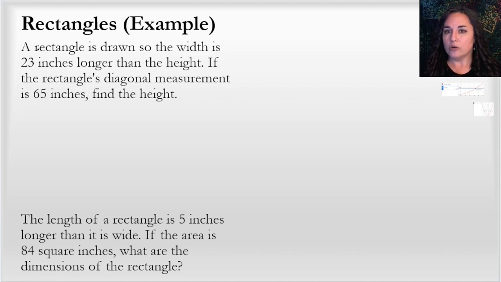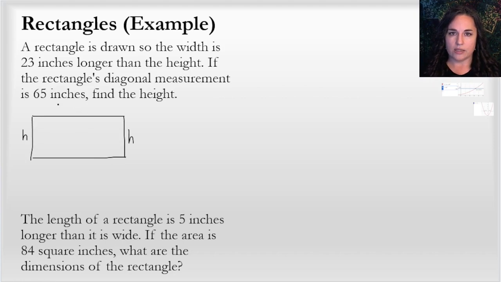The first problem here, rectangle is drawn so the width is 23 inches longer than the height. So this is where I'm saying draw a picture. So we're going to draw a picture of this rectangle. I'm going to draw a rectangle here, and it says that the width is 23 inches longer than the height. So I'm going to call this H. So it has an H on both sides, and then the width here is going to be the height plus 23. That's how I'm interpreting it there. And there's a width on the top and bottom.